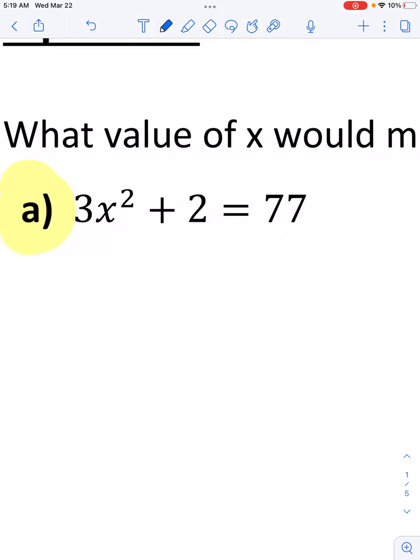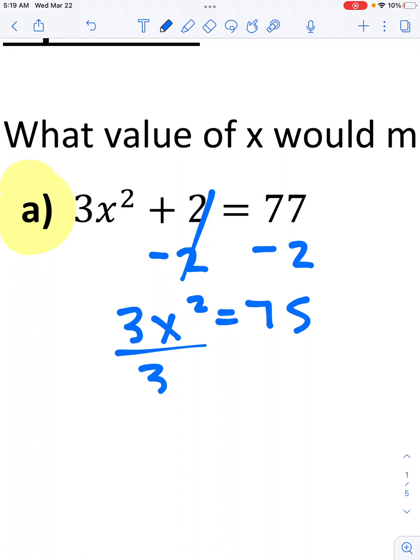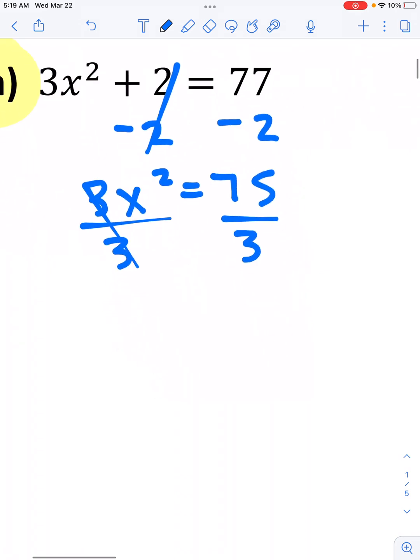So remember, we want to get the x squared alone, so I'll move the 2 over. So 3x squared is 75. Divide by 3. So x squared is 25.